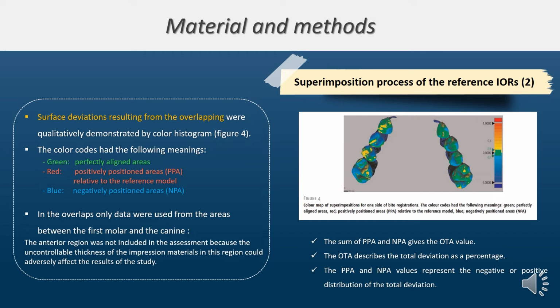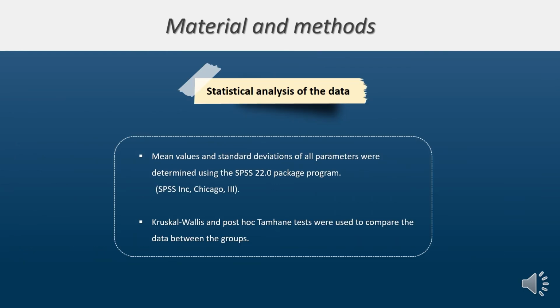The sum of PPA and MPA gives the OTA value. The OTA describes the total deviation as a percentage. The PPA and MPA values represent the negative or positive distribution of the total deviation. Mean values and standard deviations of all parameters were determined using the SPSS 22 package program. Kruskal-Wallis and post-hoc Tamhane tests were used to compare the data between the groups.